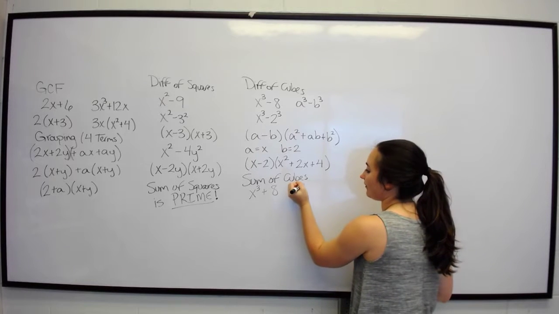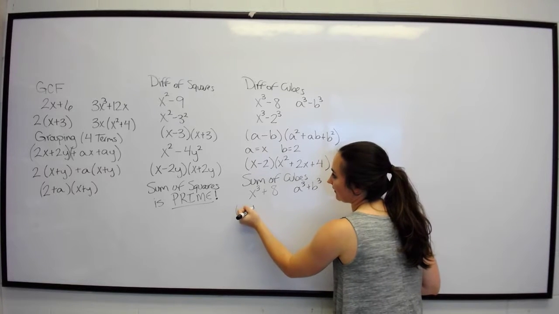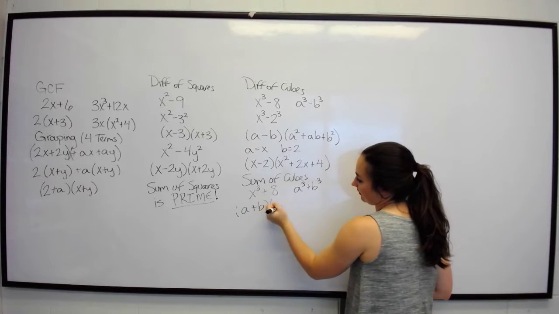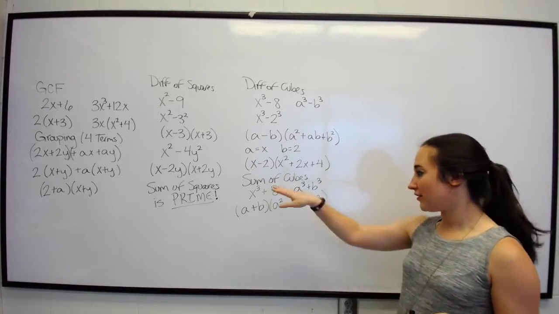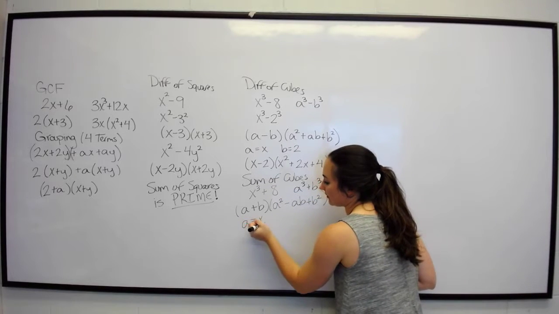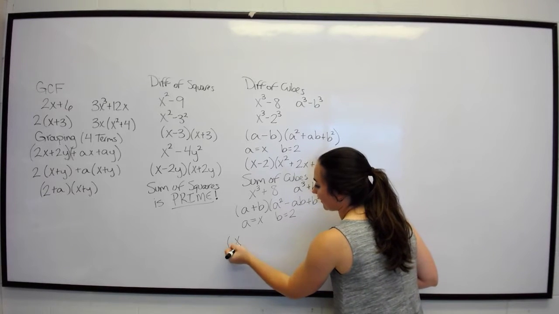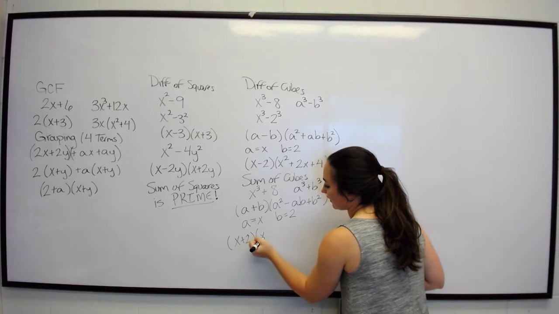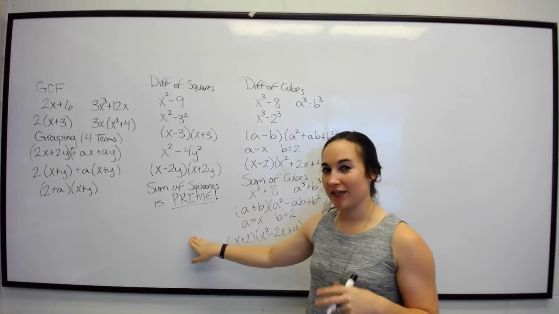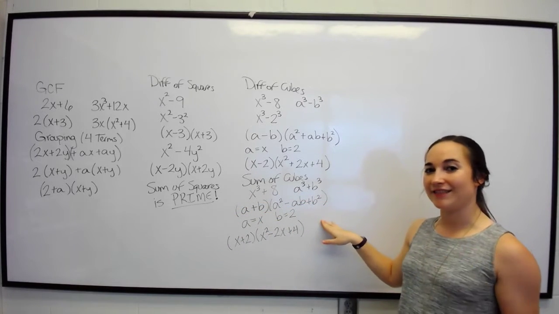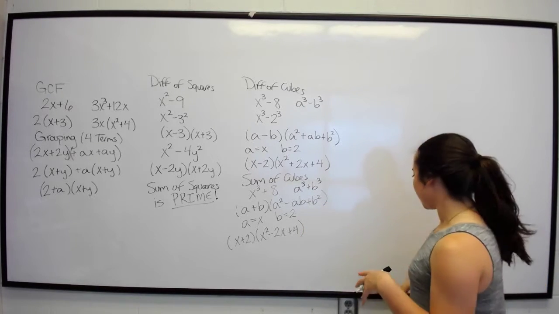Same formula here. If I have a cubed plus b cubed, I can factor that as a plus b times a squared minus ab plus b squared. So for this problem, a is x and b is 2. And what we'll have to do is just fill it in. We'll have x plus 2 times x squared minus 2x plus 4. So the sum of squares was prime, but the sum of cubes is factorable. So those are the main ones that people seem to get confused on, but we will review just some others.